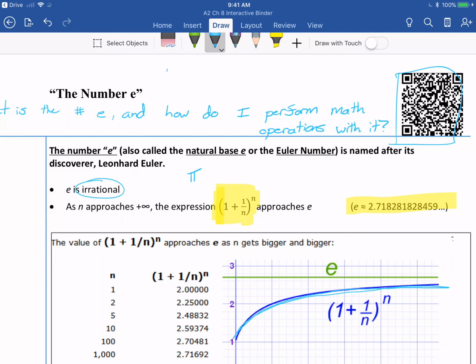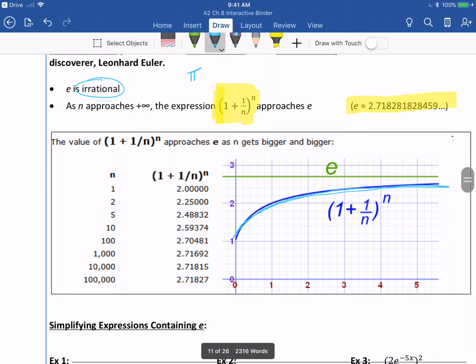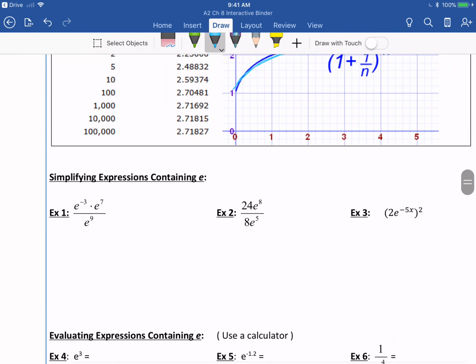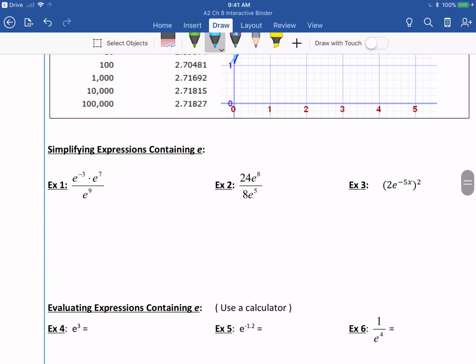But that's really all I'm going to talk about e. We can talk about e a little more in class, about what this is and how it works. But I'm going to jump into how we actually work with it. So here we go: simplifying expressions containing e. I'm going to write a little note for myself: treat e just like x's.